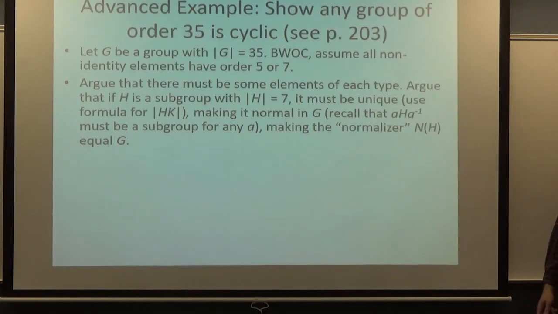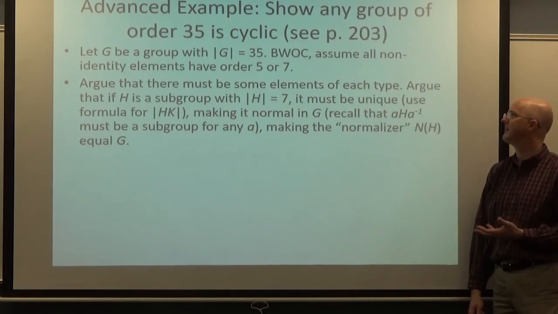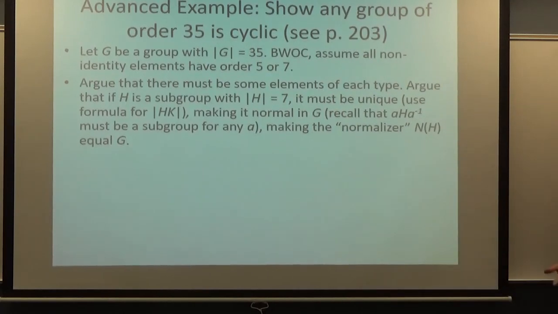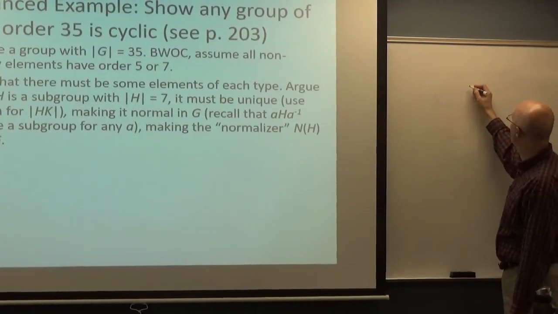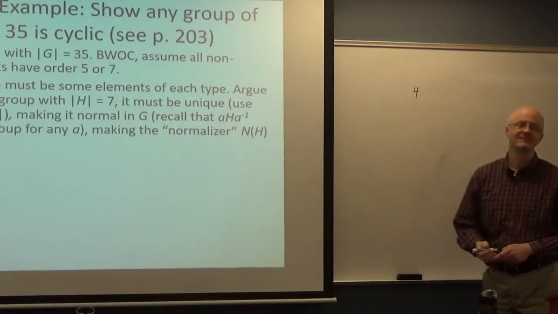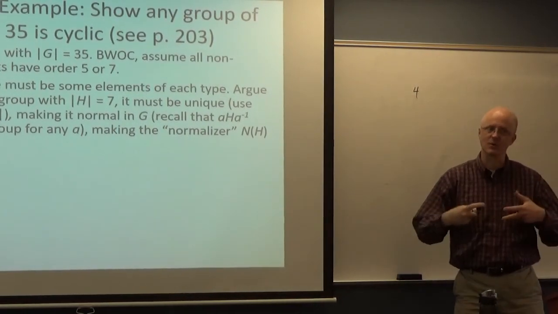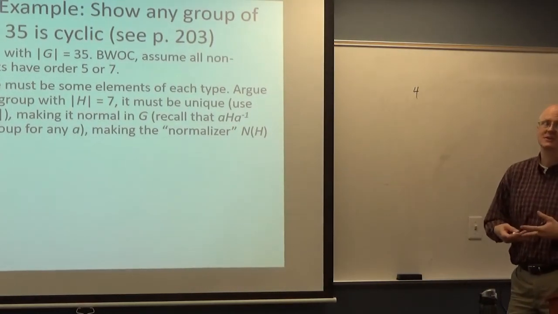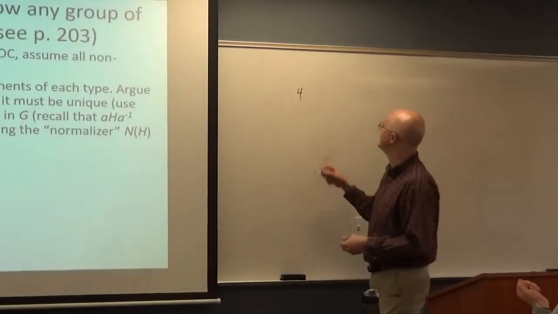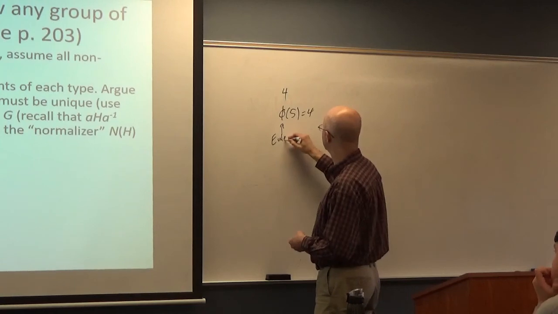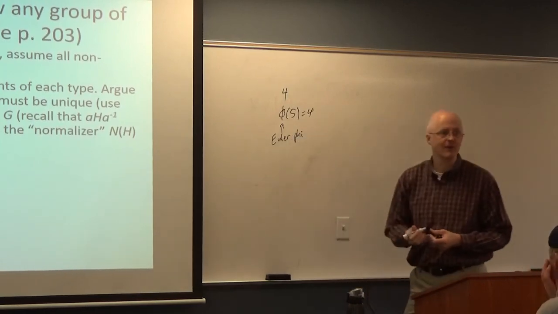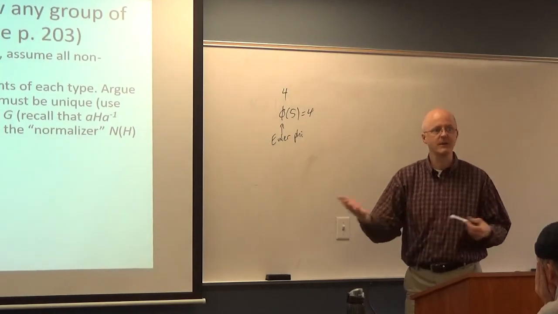The first step is to argue, reason out why there must be some elements of each type. In other words, at least one element of order 5 and at least one element of order 7. In fact, if there's one, there's going to be more than one. That's fairly easy because elements of order 5 come in groups of 4. There I'm using the word group in the usual way, not the algebraic structures way. Collections of 4 at a time, right? Because Euler phi of 5 is 4. There are 4 elements in U5: 1, 2, 3, and 4.